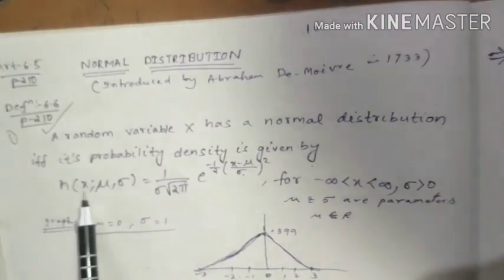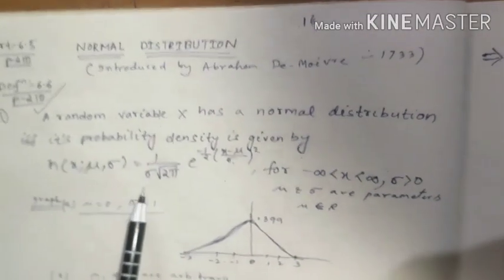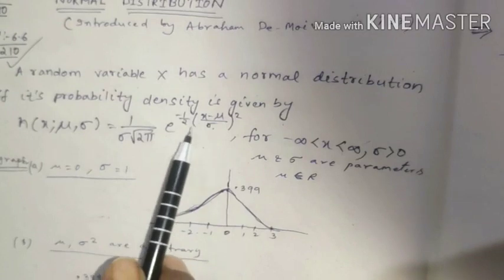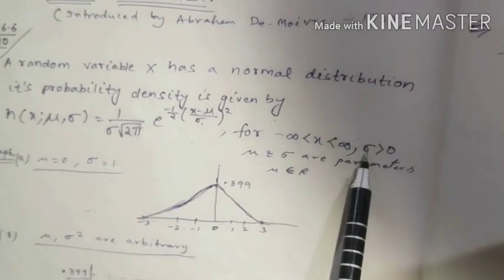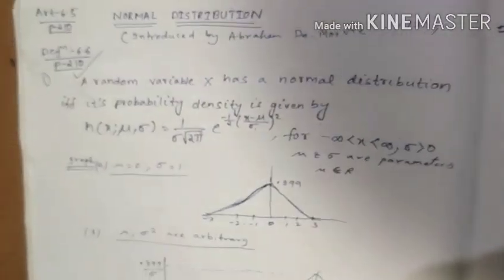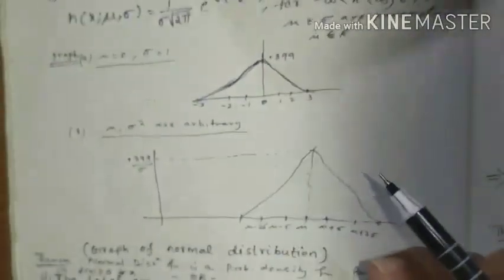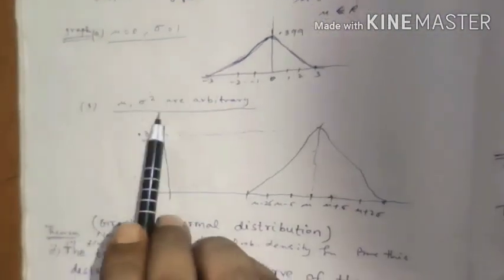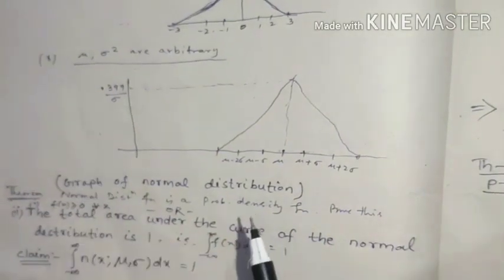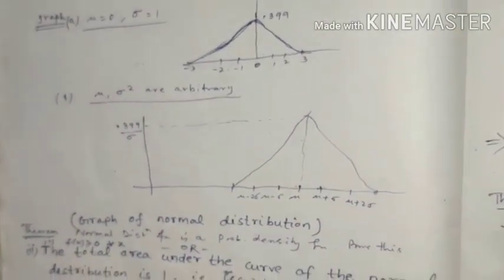N of x, mu, sigma is 1 by sigma root over 2 pi e to the power minus half of x minus mu by sigma whole square, x belongs to R, sigma greater than 0, mu and sigma are parameters, and mu belongs to R. If mu is 0 and sigma is 1, that is a standard normal distribution, and this is 0.399, and if mu and sigma square are arbitrary, then 0.399 by sigma, because sigma is arbitrary. So this is the normal distribution graph.